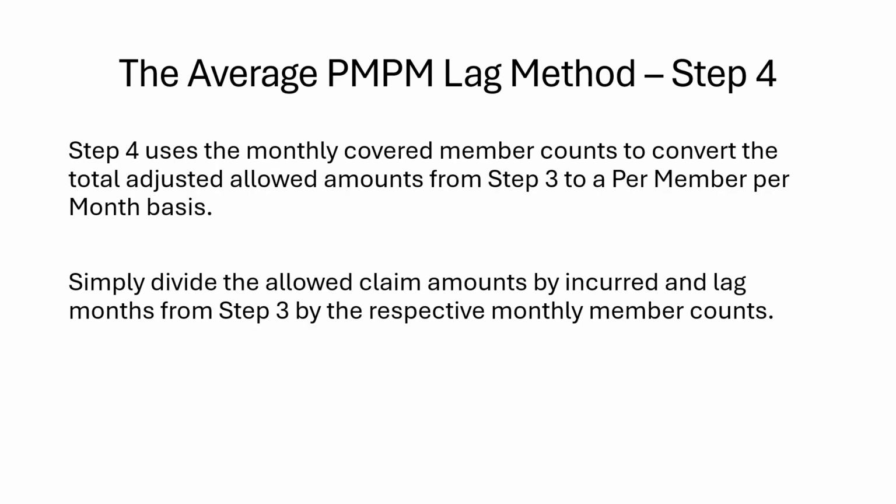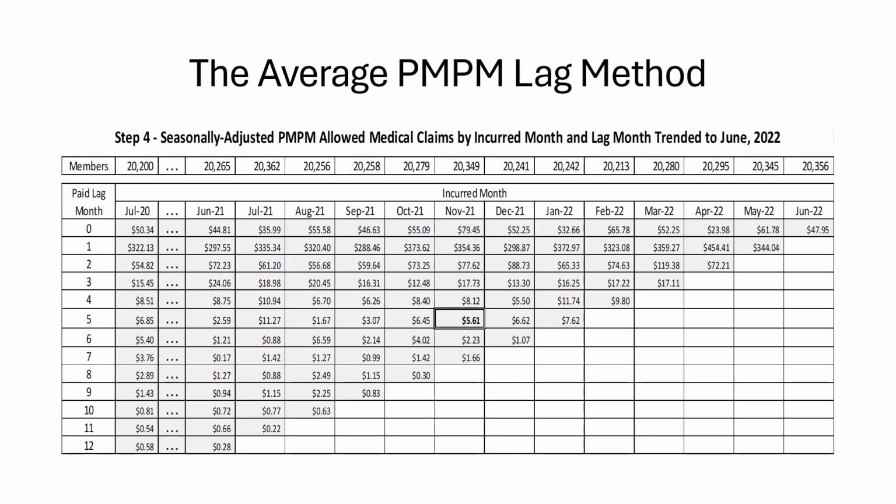Step 4 uses the monthly covered member counts to convert the total adjusted allowed amounts from Step 3 to a per member per month basis. Simply divide the allowed claim amounts by incurred and lag months from Step 3 by the respective monthly member counts. So here, adjusted claims incurred in November 2021 and paid in lag month 5, $114,116, is divided by the 20,349 members in that incurral month to get a PMPM value of $5.61.